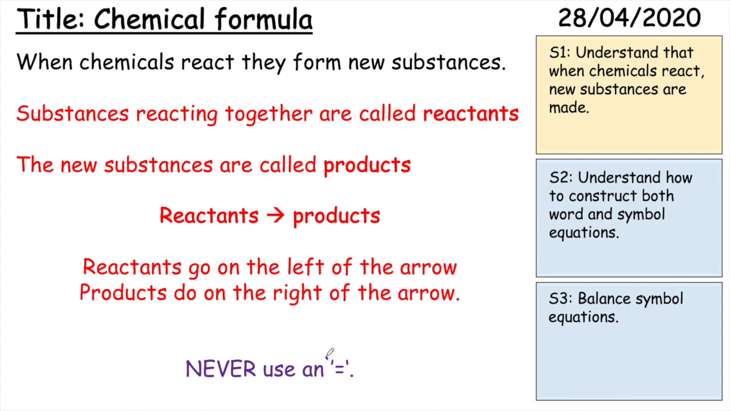Also, never ever use equals. You might be tempted to, but this isn't maths. It's not this add this equals this. We say goes to give or goes to make. We use an arrow instead. So make sure reactants go on the left. You use an arrow to separate reactants and products are things that are made go on the right.